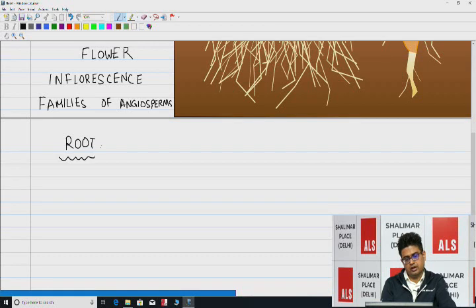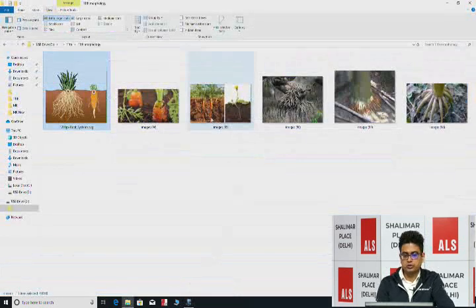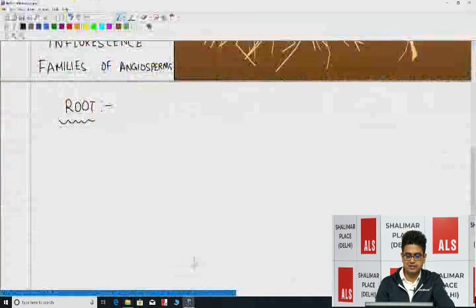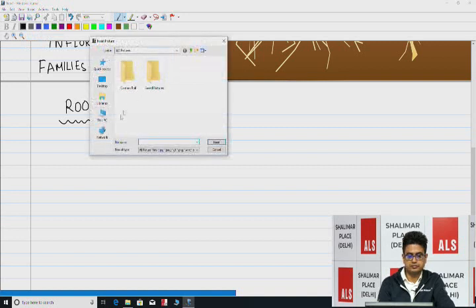What do you people understand by the root? What comes into our mind when we talk about root? What thing do you think of when I ask you about root?